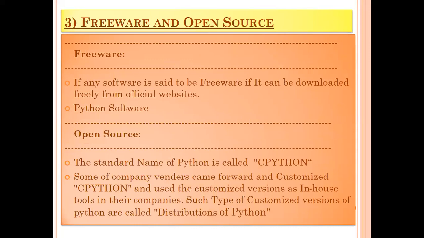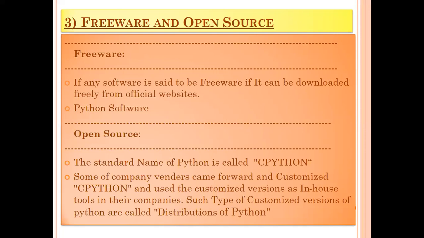Third feature: it is freeware and open source. Now, what do we understand by freeware? Freeware means it can be easily downloaded freely from the official website. What you need to do is just go to the official website, that is www.python.org. It can be easily downloaded. And what do we understand by open source?